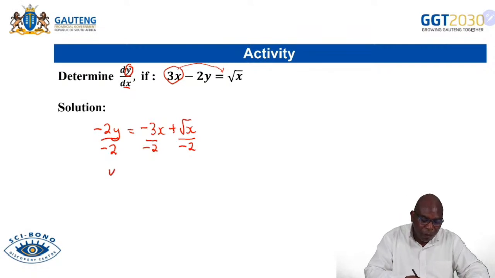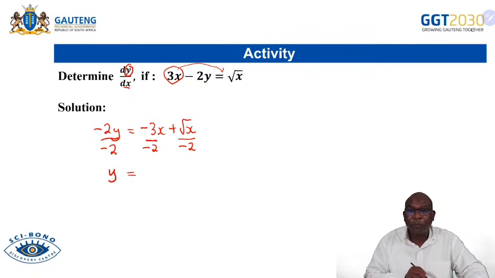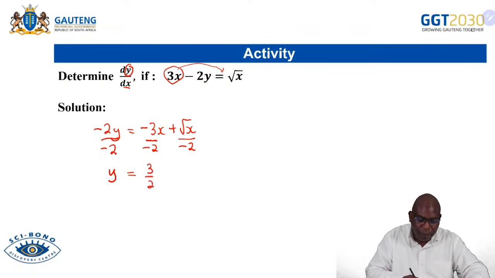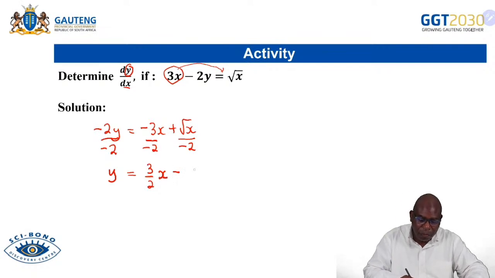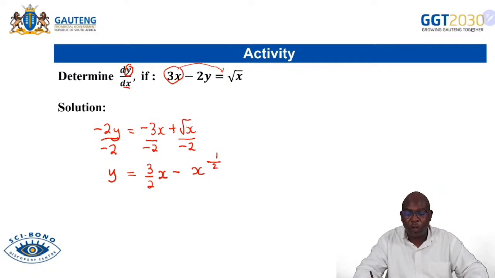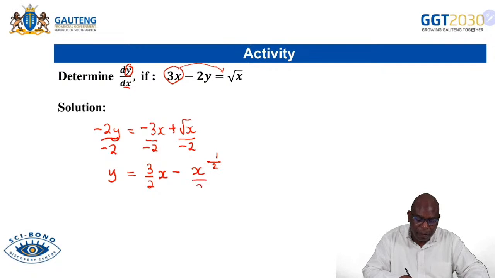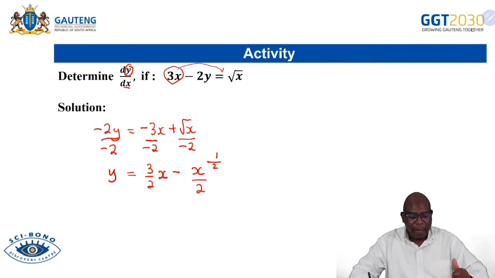Now I'm going to have y equals to negative divided by negative, it's positive. We have an x here. Then negative times positive, it's negative. The square root of x, must I change it? Yes, so I'm going to have x to the power 1 over 2. Then that is divided by 2. I haven't yet differentiated, remember? I'm still trying to arrange it nicely.